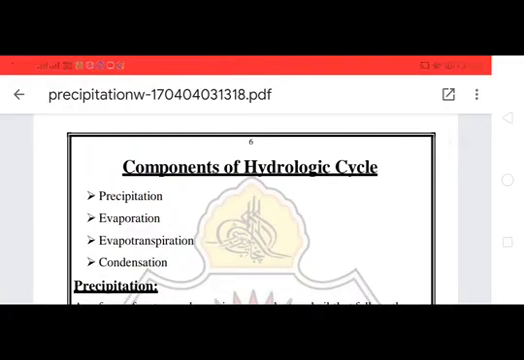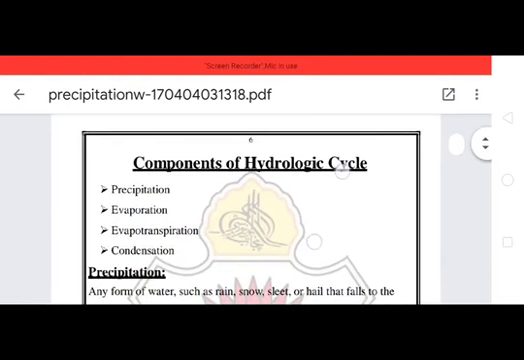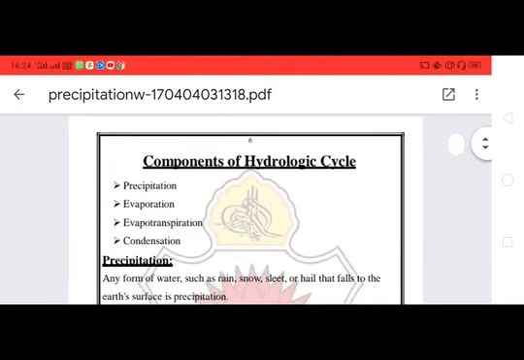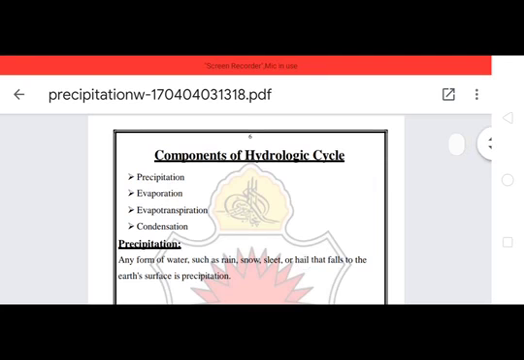Today we'll discuss precipitation, which comes under the components of the hydrologic cycle. We discussed the hydrologic cycle, and I hope you all know about it. We are discussing some of the basic, important components, so you can recall those points and recite with me.